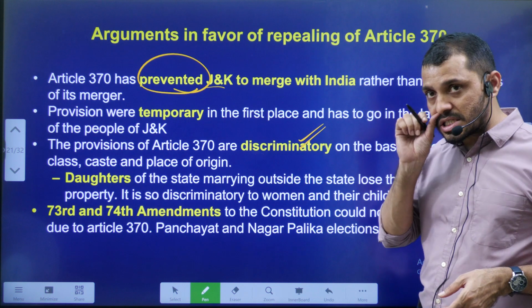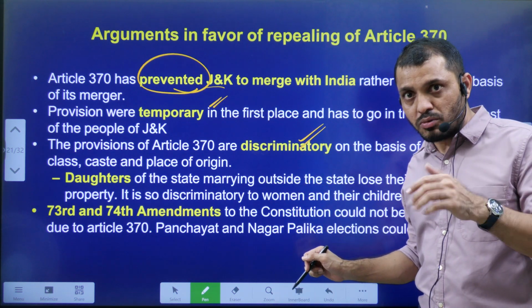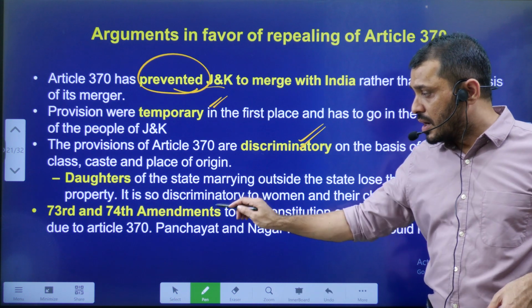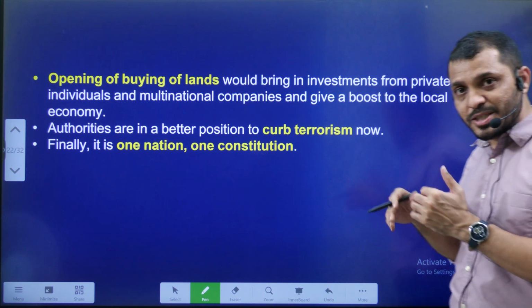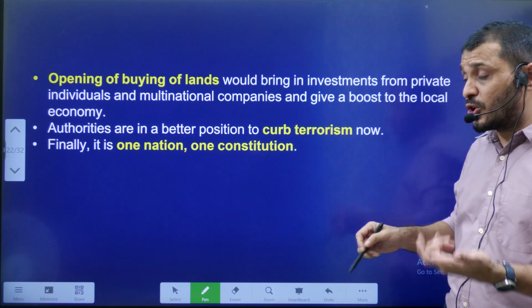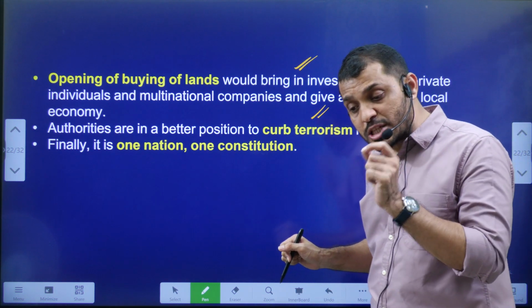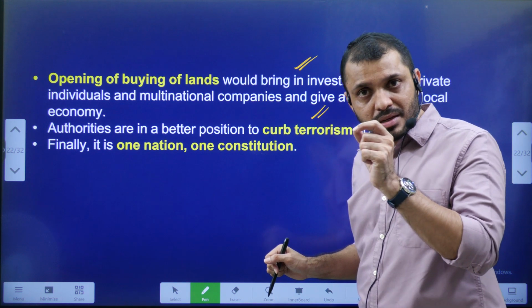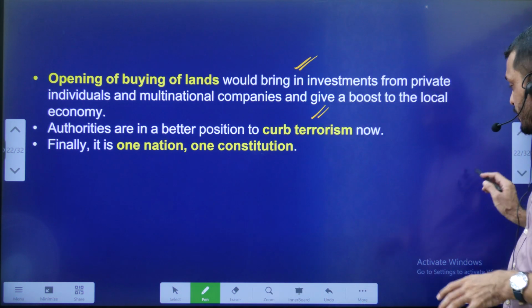The discriminatory laws have been taken away, and Article 370 was temporary in nature anyhow, so it is time to remove it. And now we can implement local governments in J&K, and Jammu Kashmir daughters can have good property rights. Now private people will go to Jammu and Kashmir, they can buy land. And some people are also arguing that this may limit the terrorism also. So these are some of the views.